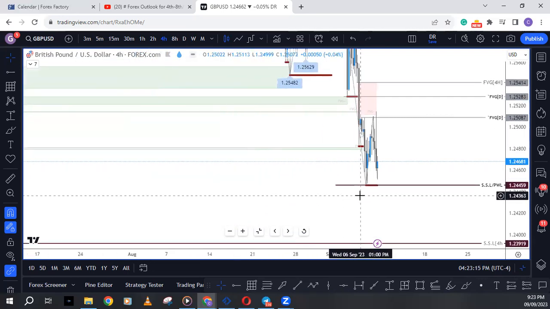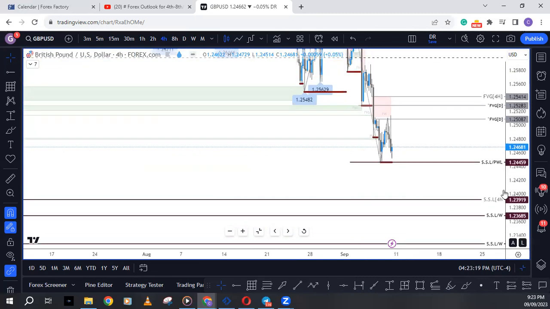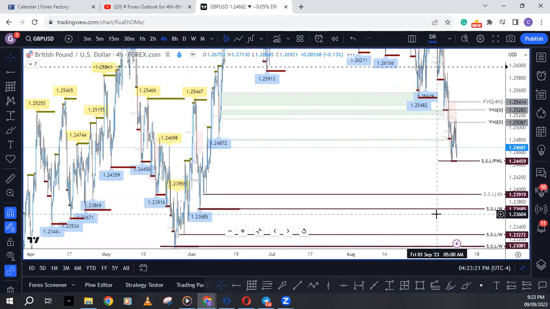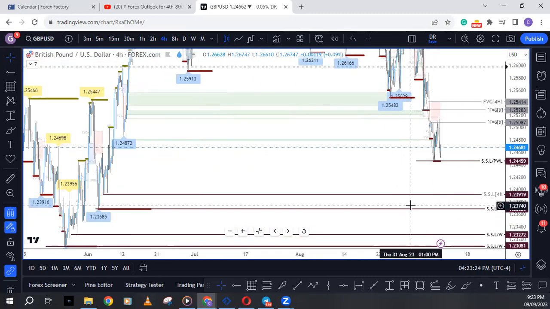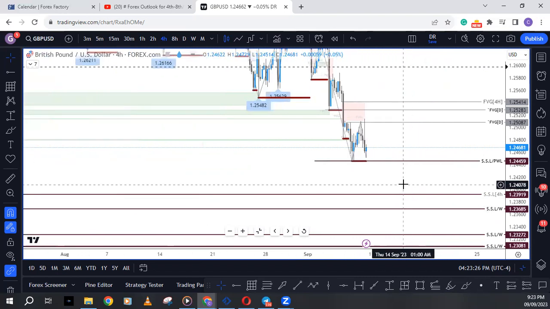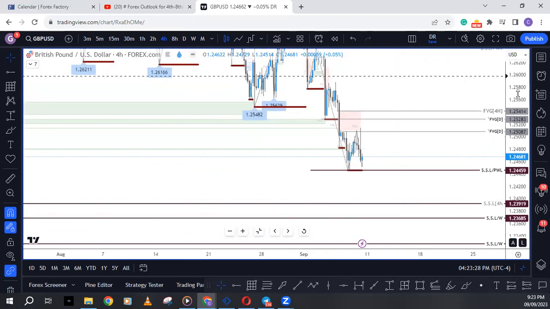Then if price rejects lower, your first target is going to be 24.45. Then after that, we have 23.91. So for the GBPUSD, price is still tilted to the downside.